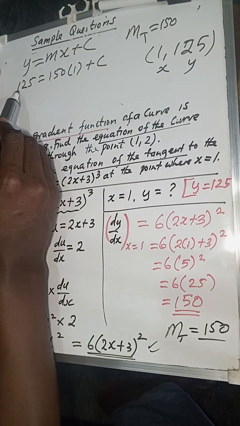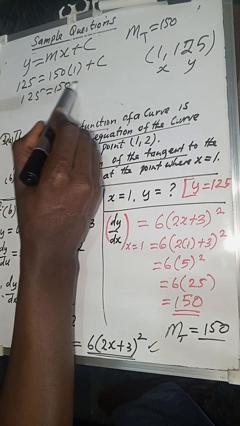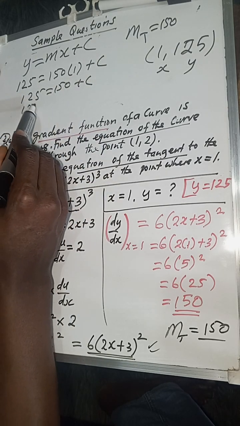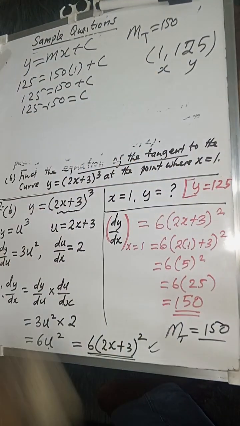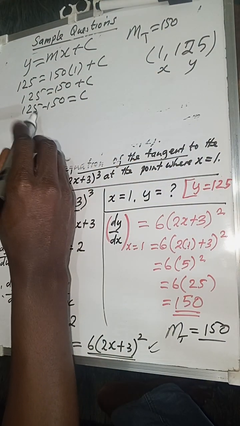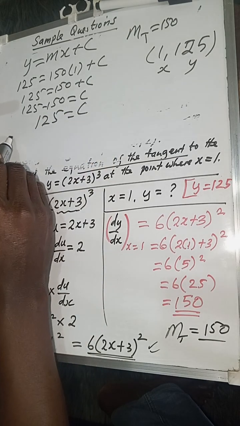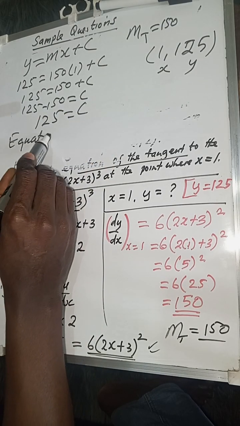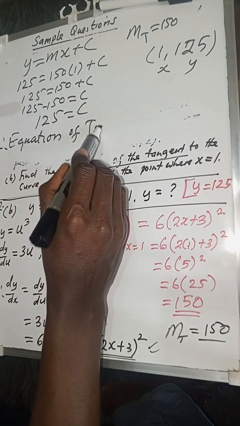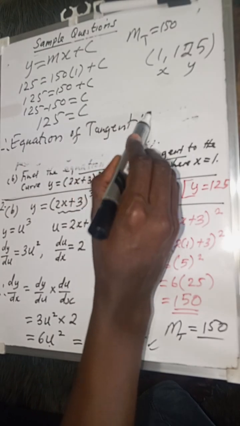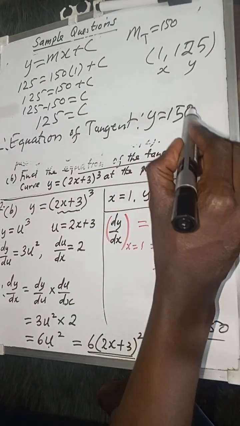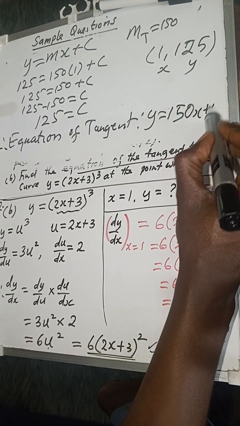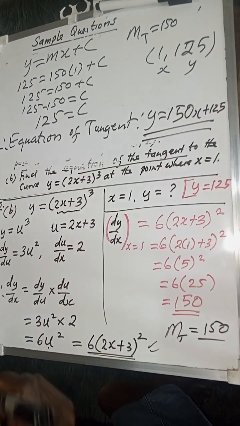We want to find our c. So it will be 125 is equal to 150 plus c. When this goes that side, it will be 125 minus 150 is equal to c. So that is what we are going to have there. The next thing we know, of course, that will give us negative 25 is equal to c. Therefore, I can simply say the equation of the tangent will be y is equal to, what's our gradient? It's 150, remember, 150x, and what's our c? Minus 25, so 150x minus 25. So this is what they wanted us to do.